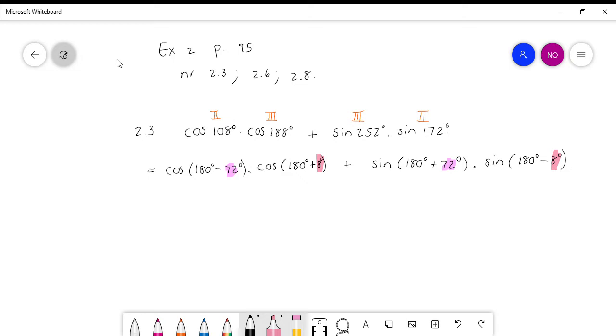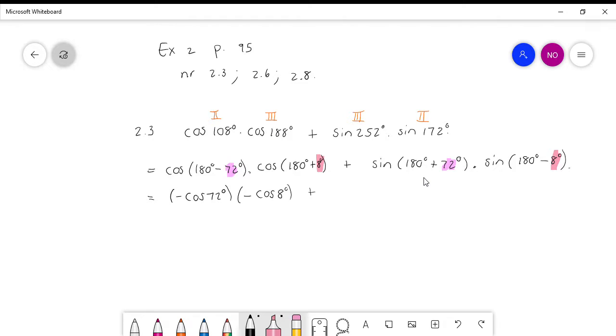In the first term and the same angles in the second term. And that's important because then you can identify what to substitute into your formula. So this one, what is cos in the second quadrant? Will become negative cos 72. And this one, what is cos in the third quadrant? Also negative cos 8.